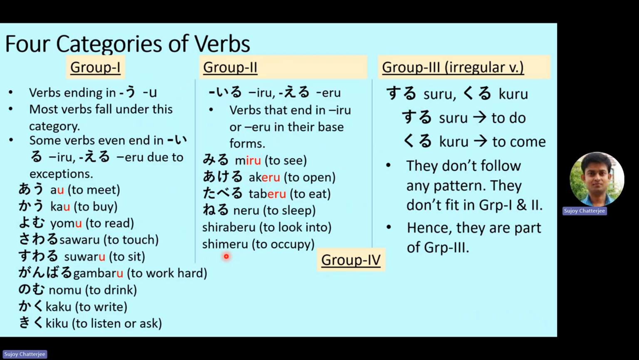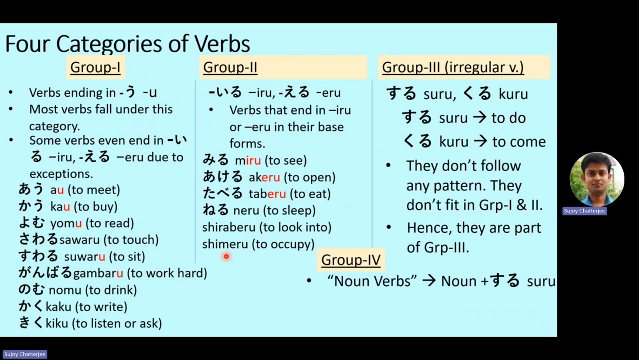Most verbs fall in this group 1. Most of the Japanese verbs belong to this category. Some verbs even end in iru or eru due to exceptions. There may be some exceptions due to which some iru and eru ending verbs can also be put in group 1 instead of group 2. That we will come across later.